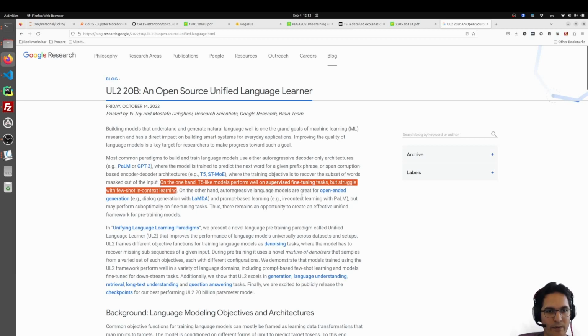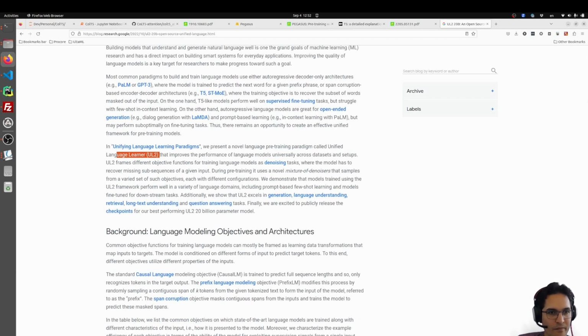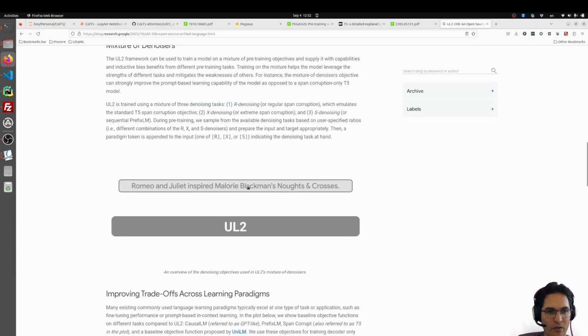On the other hand, autoregressive language models are great for open-ended generation and prompt-based learning, but may perform suboptimally on fine-tuning tasks. Thus, there remains an opportunity to create an effective unified framework for pre-training models. That's why they propose unifying language learning paradigm. And it said this improved the performance of language model universally across dataset and setups. UL2 framed different objective functions of training language model as denoising task, where the model has to recover missing subsequence of a given input.